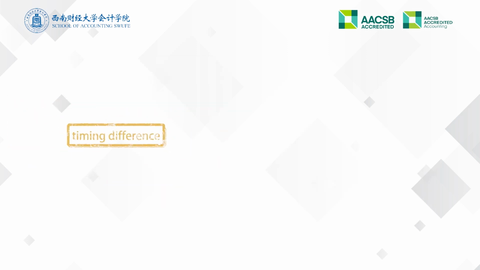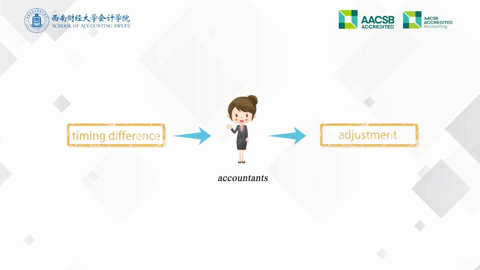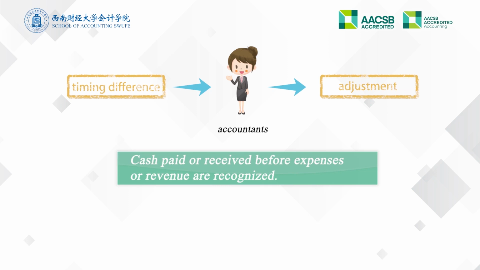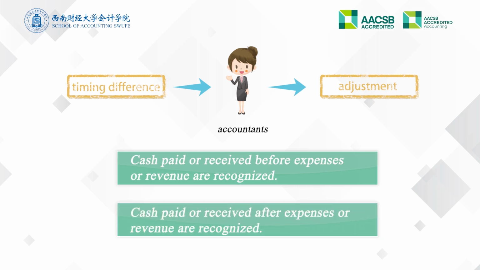The timing difference requires our accountants to do adjustment using adjusting entries, which are divided into many types, such as cash paid or received before expenses or revenue are recognized, and the cash paid or received after expense or revenue are recognized. Now we describe the specific 4 types of adjusting entries.